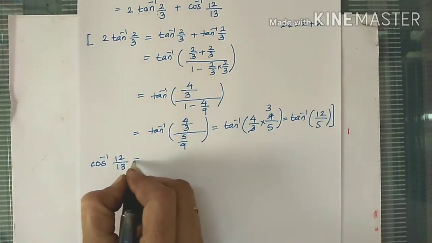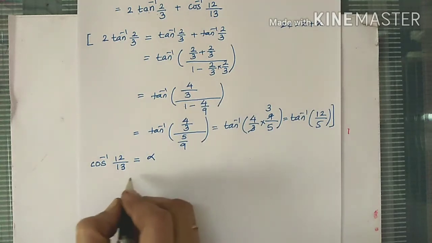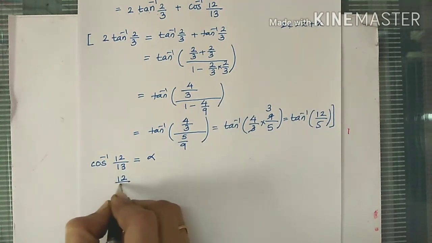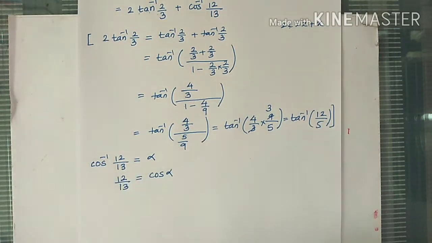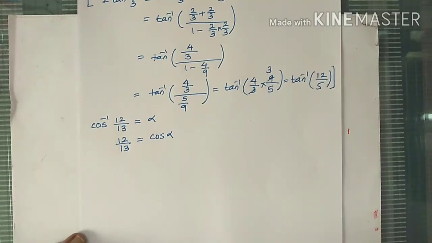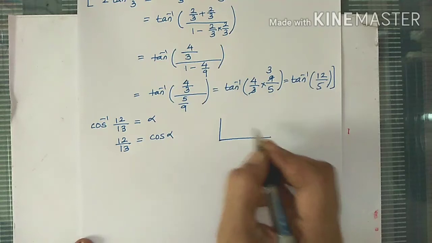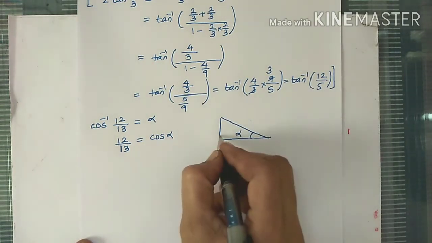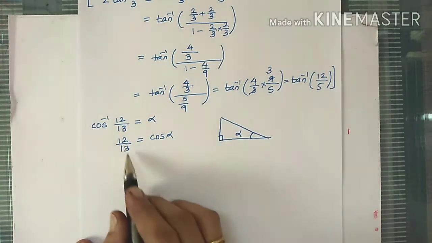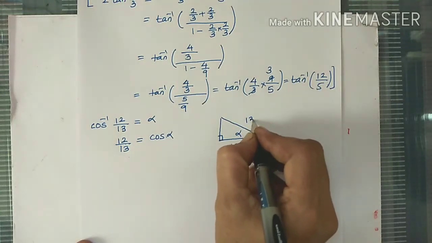So to write this as tan inverse, let's take the angle as alpha. So cos inverse of 12 by 13 equal to alpha. That means 12 by 13 equal to cos of alpha. So transferring this cos inverse to the right hand side, it becomes cos alpha equal to 12 by 13. Now if we represent this in a right angle triangle, and this angle is alpha and this is the right angle, now cos alpha is 12 by 13. So the adjacent side is 12 and the hypotenuse is 13.